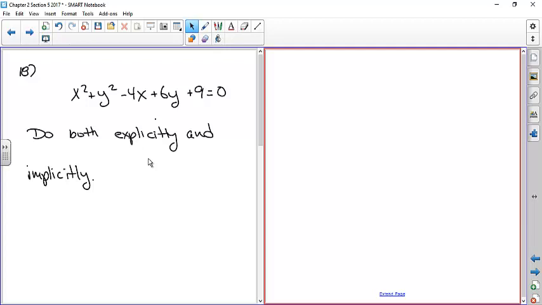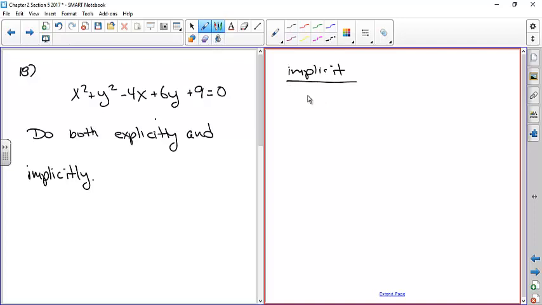I'm pretty sure, yeah. So what I thought I'd do is show you how you find the slope of the tangent line for this ellipse, both explicitly and implicitly. So, implicit, let's do it implicit. That's what we're learning here.